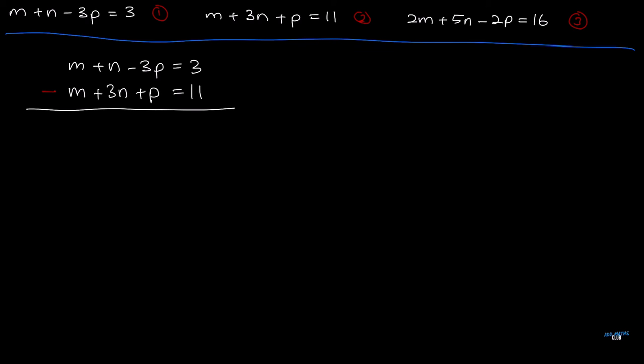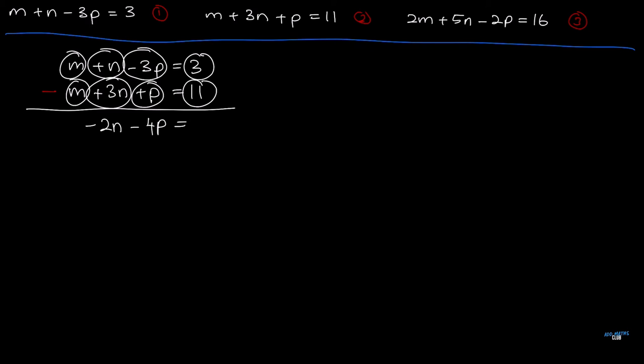That's how I know I have to use a minus sign. So let's continue. First part, m minus m, nothing, right? 0 cancels off. N minus 3n, that will be negative 2n, and negative 3p minus p, that will be negative 4p equals to 3 minus 11, that will be negative 8, right?